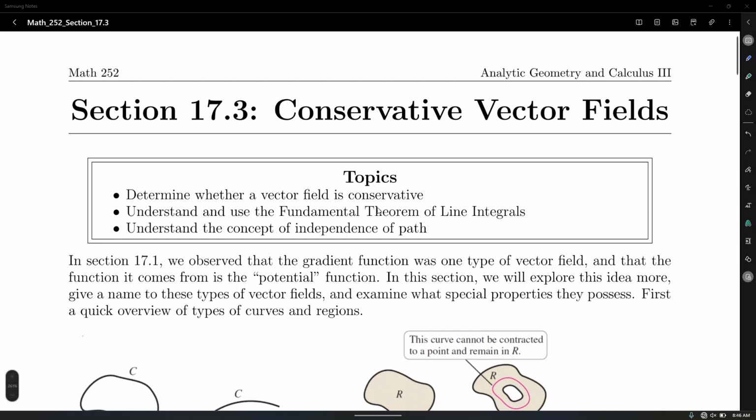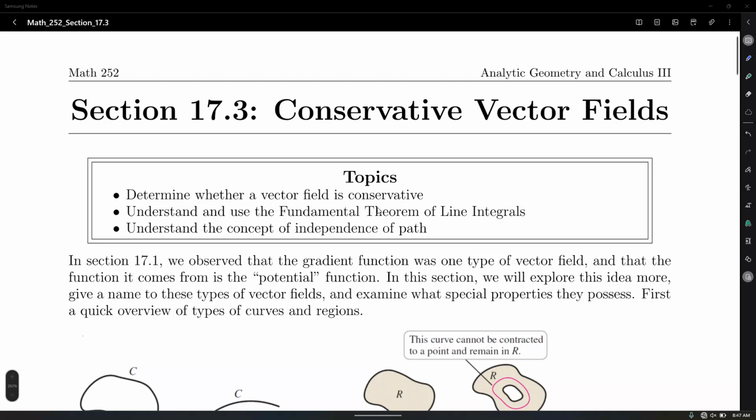We want to determine whether a vector field is conservative, and we're going to learn a very powerful theorem in vector calculus called the fundamental theorem of line integrals. It's going to be one of the four major theorems in vector calculus, and then understand the concept of independence of path. And you guys are going to love this section after looking how this will simplify the work that we just did in the previous section.